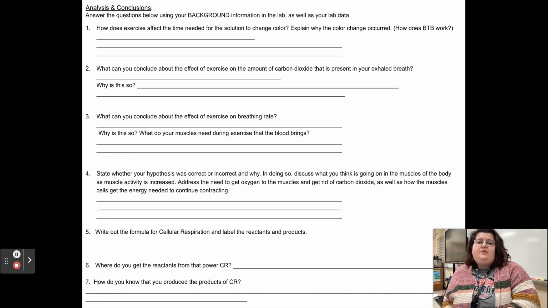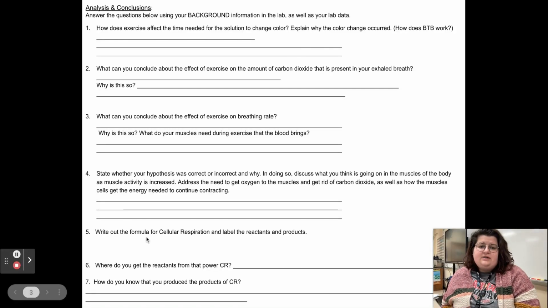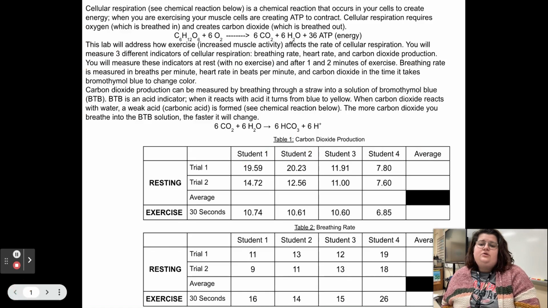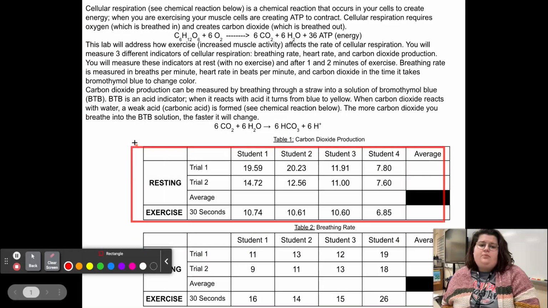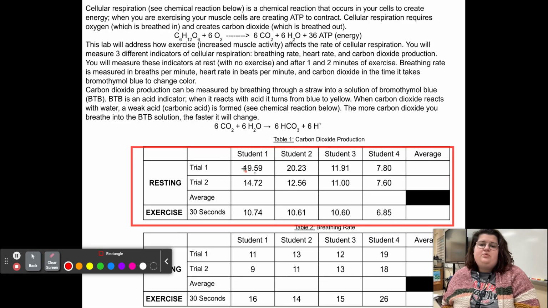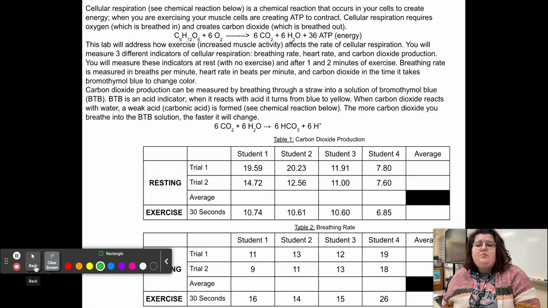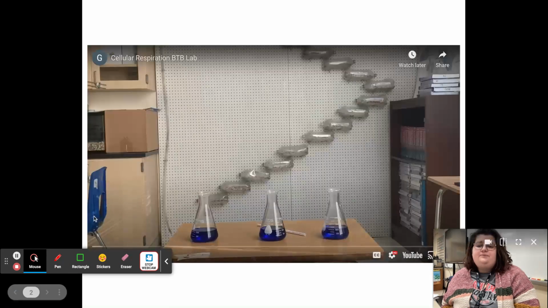What can you conclude about the effect of exercise on the amount of carbon dioxide that is present in your exhaled breath? Why is this so? What you're going to look at is our first data table up here. This is our carbon dioxide production. Remember, these are times that it took to change the BTB color. So you're going to look at our resting trials and our exercise trials, see if they're faster or slower, and then explain why that is the case based on our carbon dioxide production.